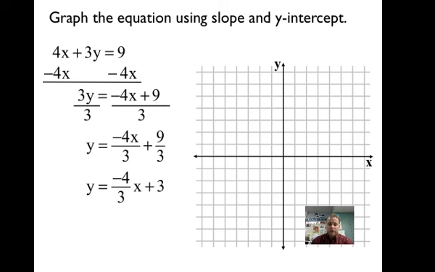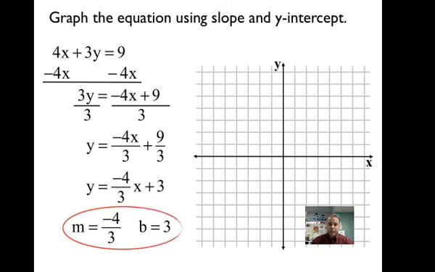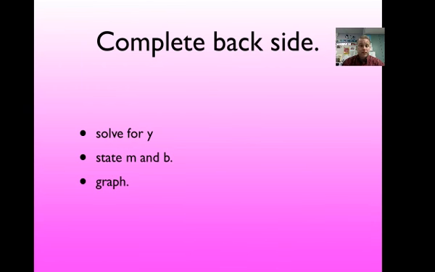So I'm going to find my slope is -4/3. My y-intercept is 3. So I'll go to +3 on my y-axis. And since it's -4, 3, that tells me I want to go down 4, right 3. Down 4, right 3. Or I could go up 4, left 3. Either way, I should get a straight line. And that's it. So you're going to complete the back side, and you are done.